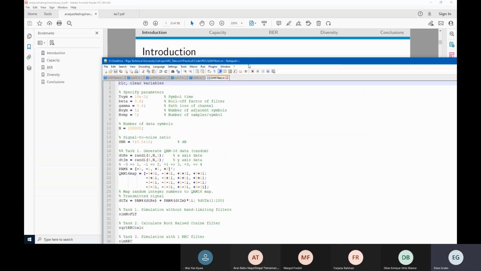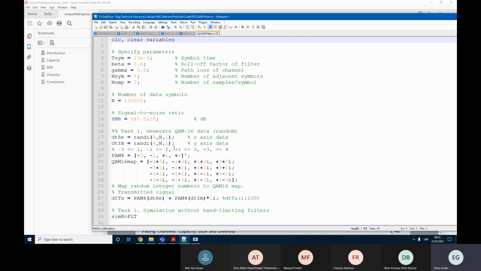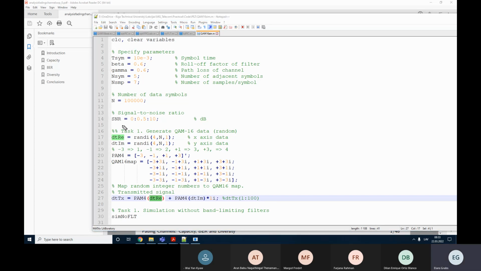Yes, it was this simulation, as you remember. And here we have generated this map. Our transmitted data was basically generated as random integer numbers from 1 to 4, and the same for the imaginary part. We can always translate it into binary.